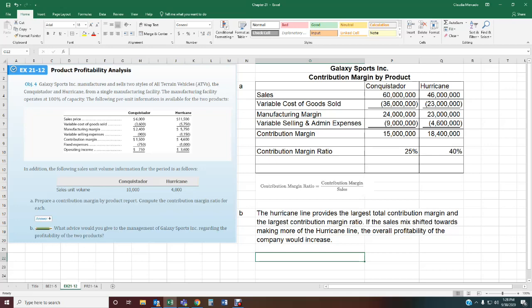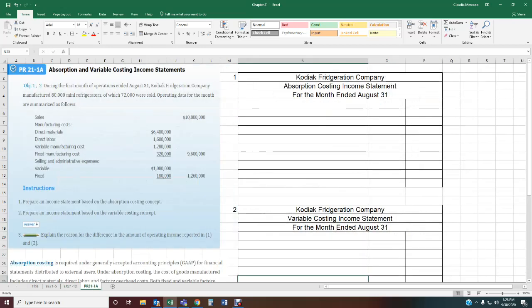Now let's move on to the last problem. The last problem that we have is problem 21-1A. This is a very important problem because you're going to have something similar to this on your upcoming test. So let's pay extra attention to this problem.